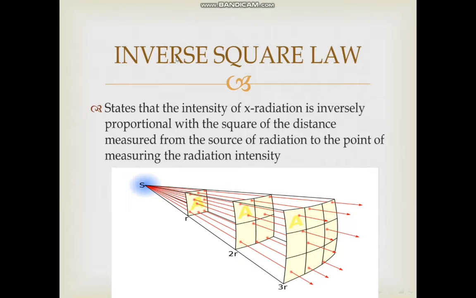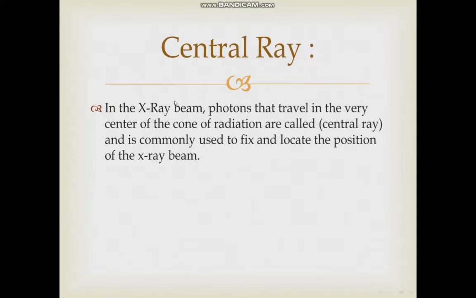Inverse square law. This law is used to determine X-ray intensity: the X-ray intensity is inversely proportional to the square of the distance. So when the distance is close, the intensity will be high. When the distance is farther, the intensity will be low.